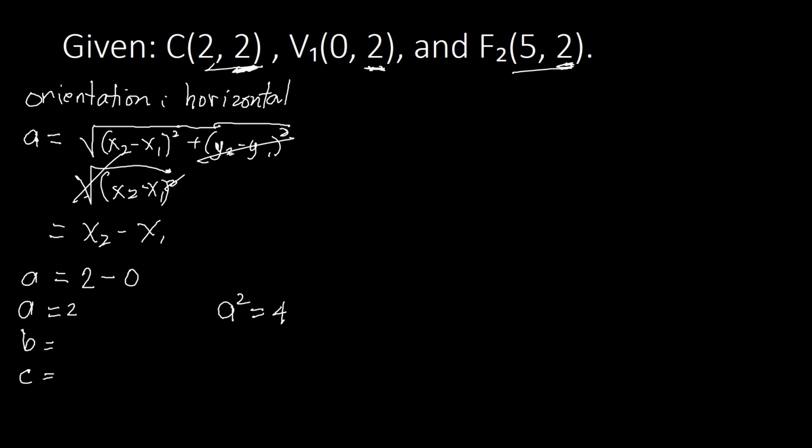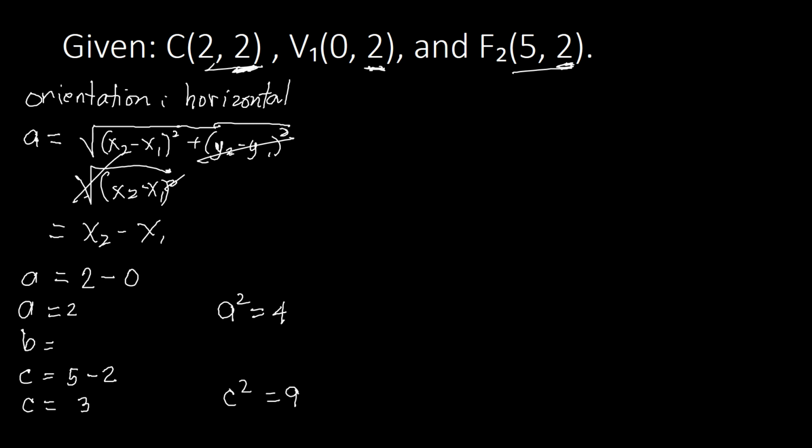So again, once we are getting the distance, we just have to subtract those that are of different values. So we have our x values on the center and the focus. We start with the bigger one. So we have 5 as the x value of the focus minus our 2, which is the x value of the center. And c here is equal to 3. It follows that our c squared is equal to 9.